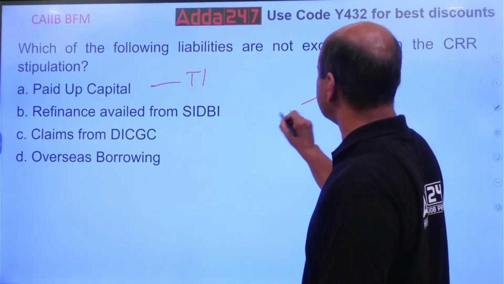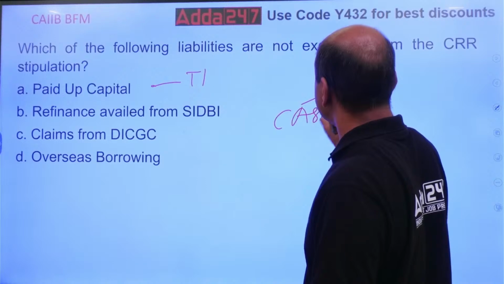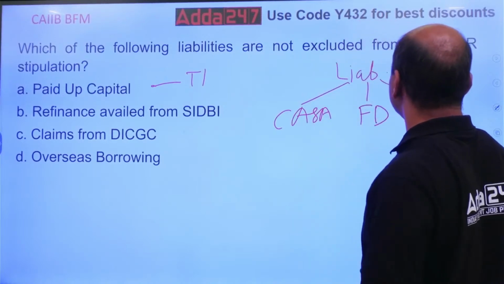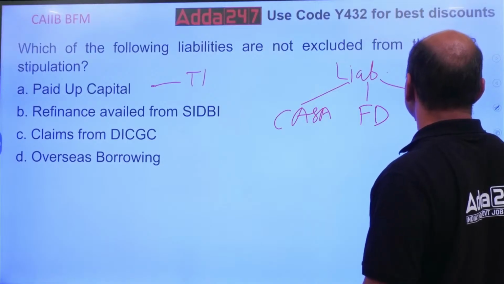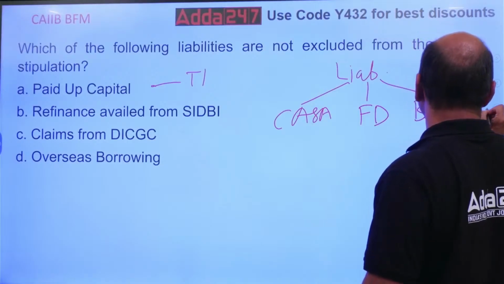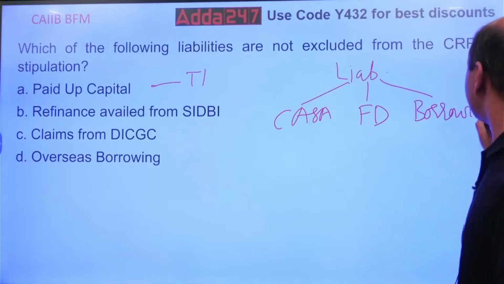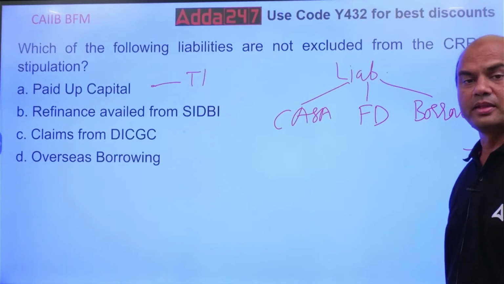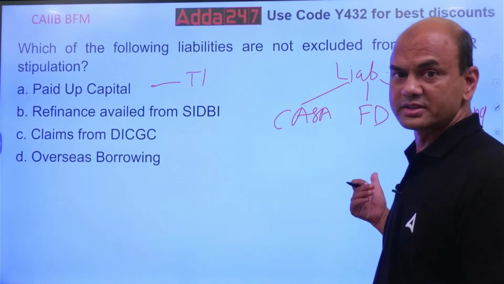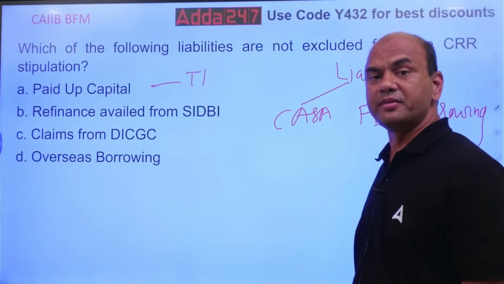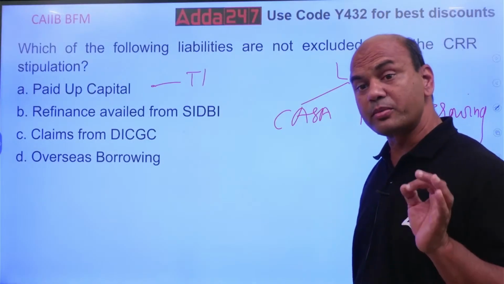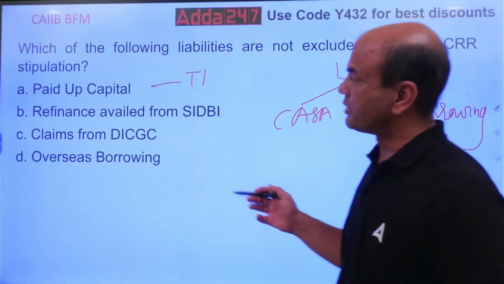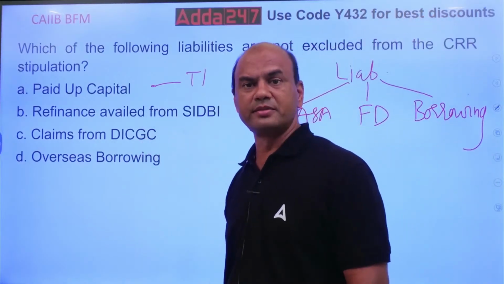One, CASA. Second, FD or term deposit, we call it. Third is borrowings. The bank will also borrow from various institutions. That will be a part of your borrowings, because that's a liability. But that should be a part of your business. That's important.